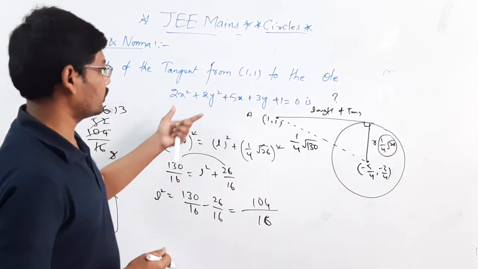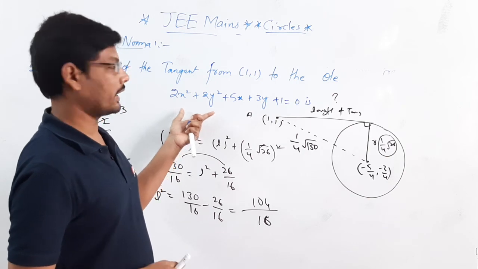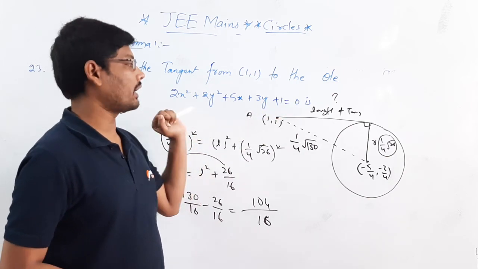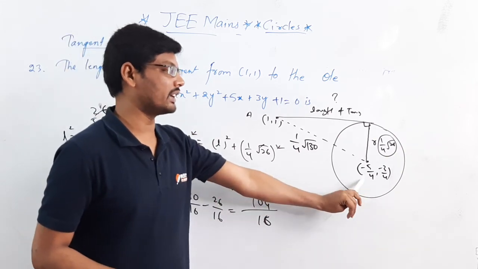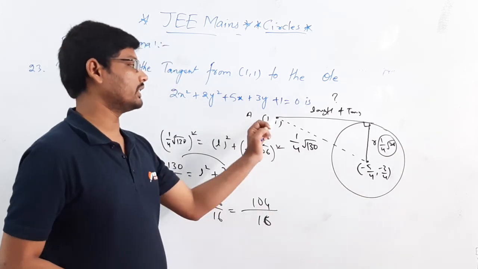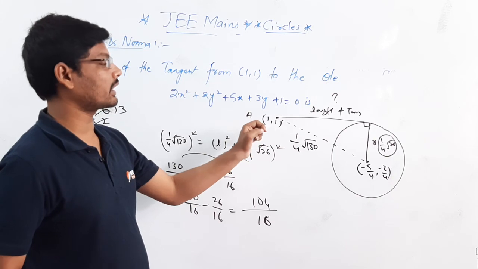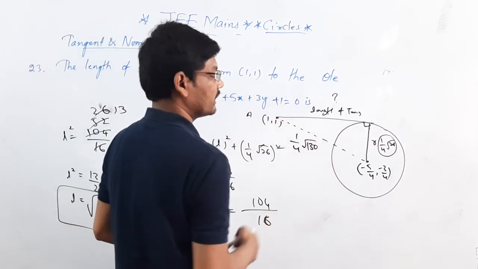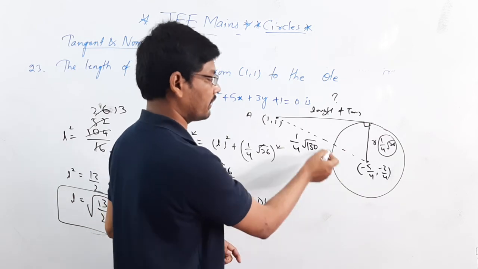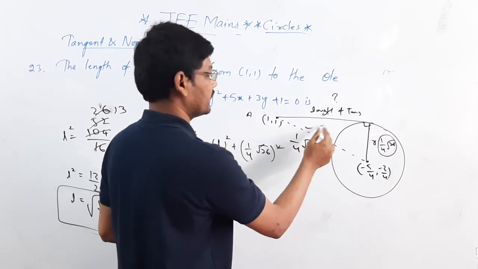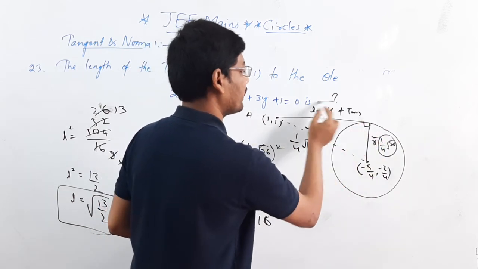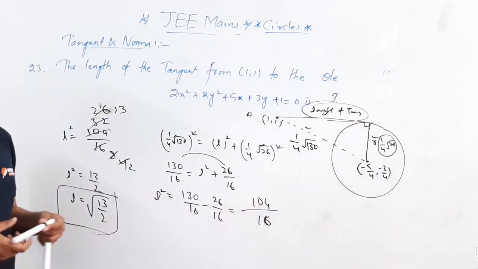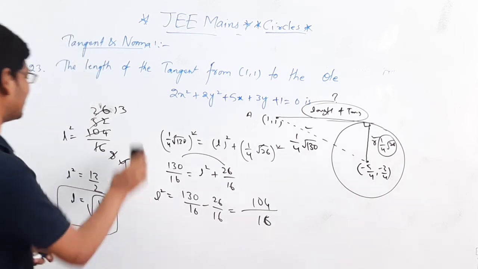First we need to convert this into x square plus y square plus 2gx plus 2fy plus c equal to 0. From this circle equation we need to find the center and radius, and then the distance from 1,1 to the center. From these two points we can find the distance. This is the hypotenuse and we got the radius, and from the Pythagoras theorem we can find the length of the tangent here.